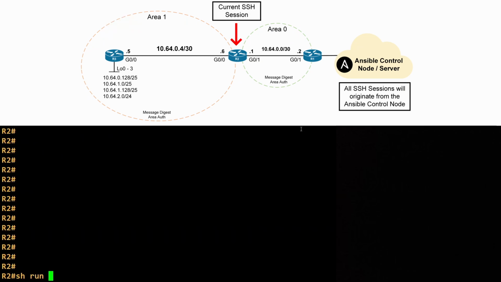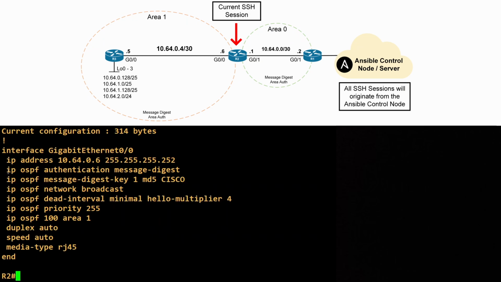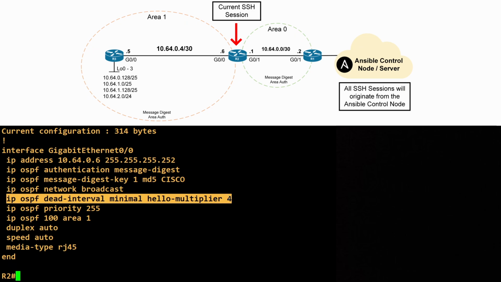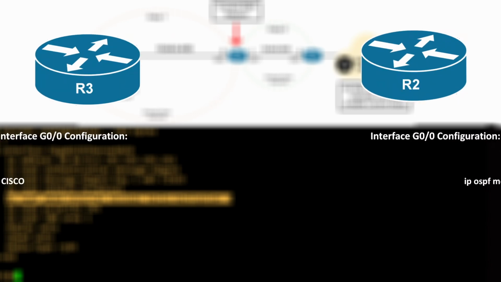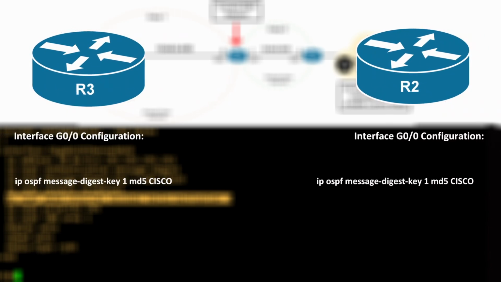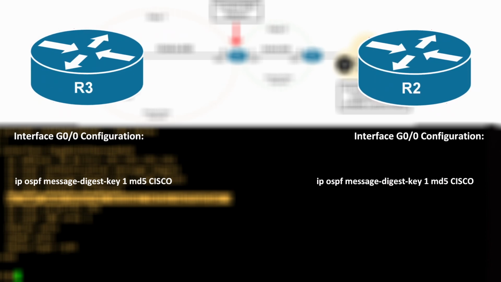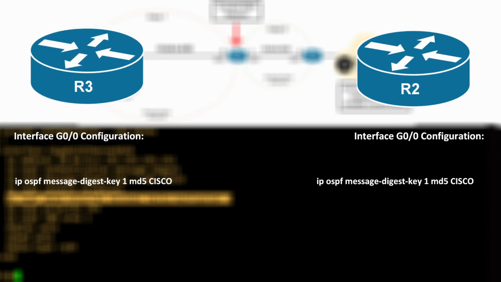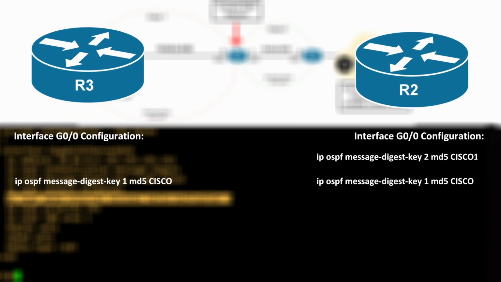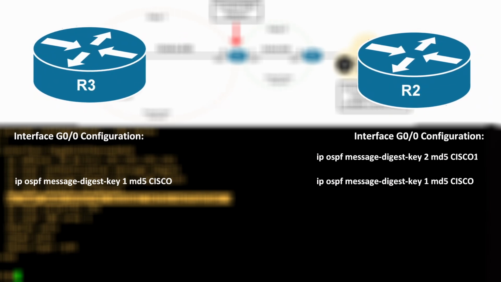Now over on router 2, once again, we have OSPF message digest authentication with the key Cisco. And of course, to form the OSPF neighborship, we have reciprocating OSPF fast hellos and dead timers. So currently both routers, router 2 and router 3, have message digest key 1, which is Cisco in all caps. We want to convert both routers to use message digest key 2, which will be Cisco 1.